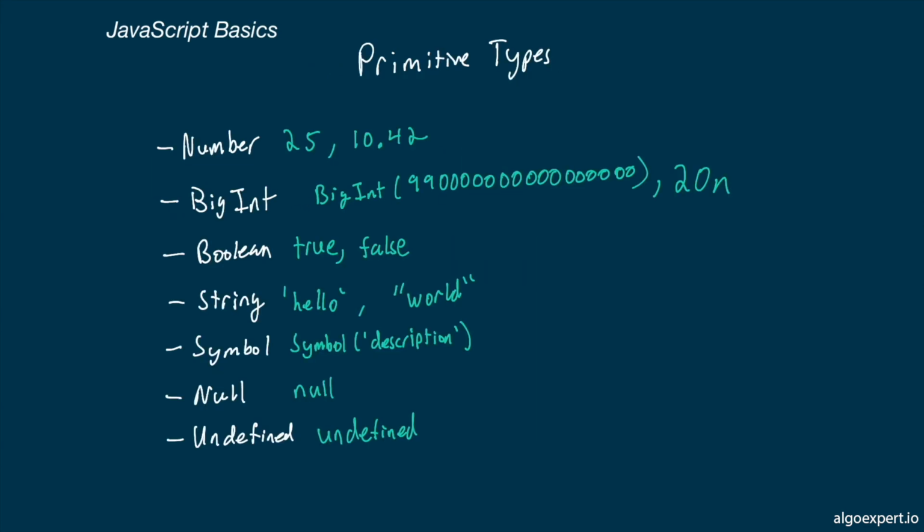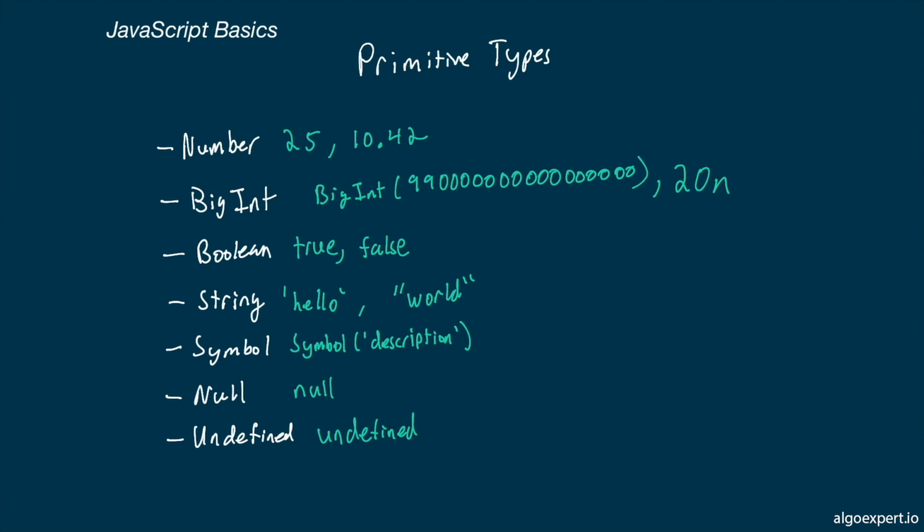Now finally, let's discuss the dynamic typing aspect of JavaScript. So in JavaScript, we don't declare types. However, there are a variety of different types used internally, and it can be useful to know what they are. So the primitive types in JavaScript are numbers, big ints, booleans, strings, symbols, null, and undefined.